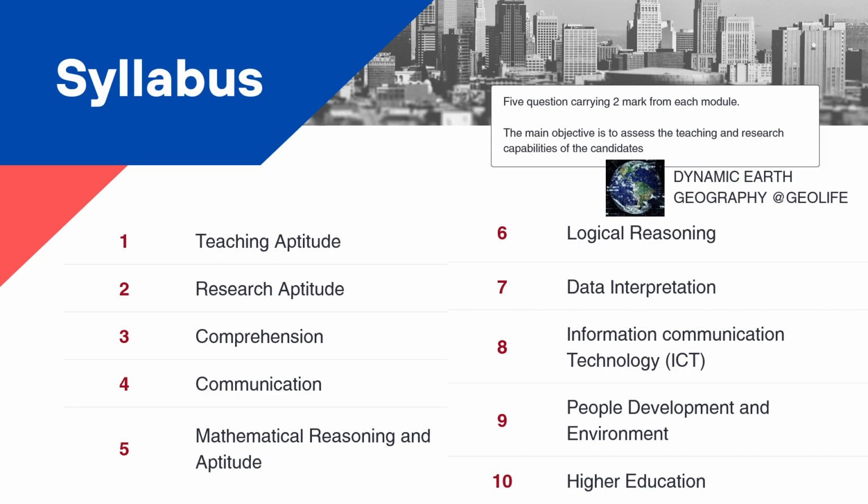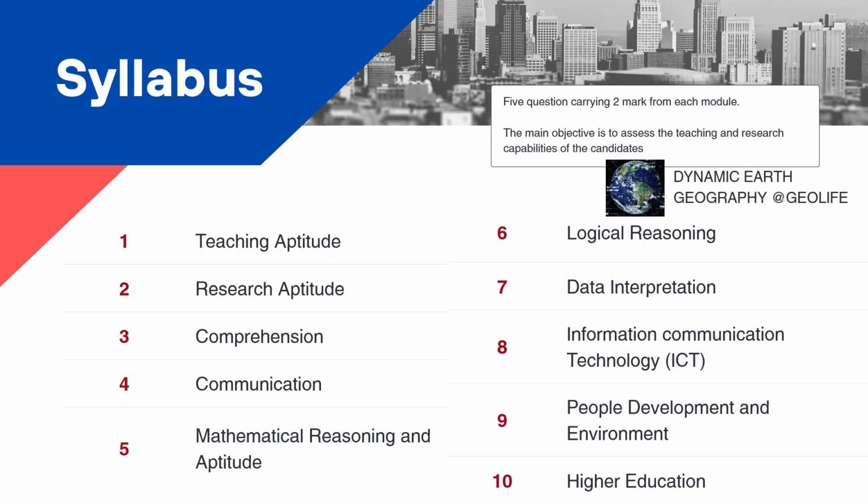These are the major topics that we are going to cover: teaching aptitude, research aptitude, comprehension, communication, mathematical reasoning and aptitude, logical reasoning, data interpretation, information and communication technology, people, development and environment, and finally the higher education system. The UGC's main objective is to assess the teaching and research capabilities of the candidates, and this test aims at assessing the teaching and research aptitude as well.